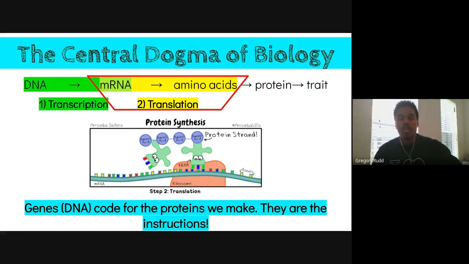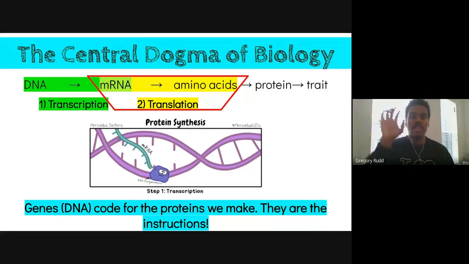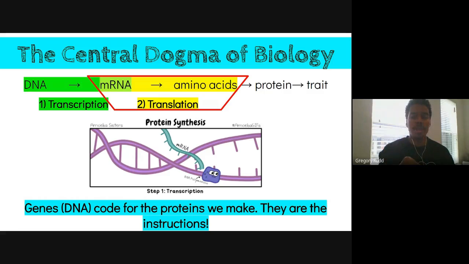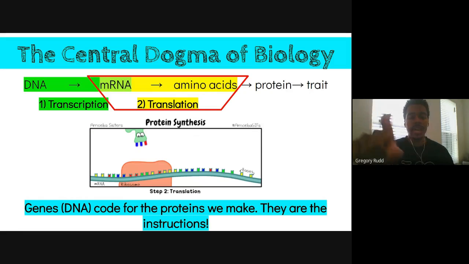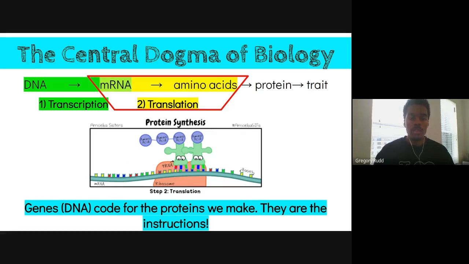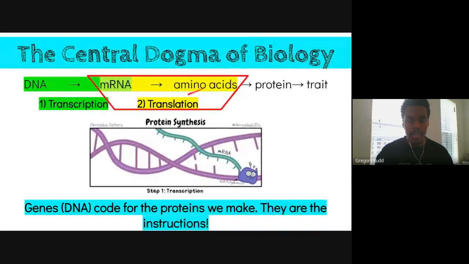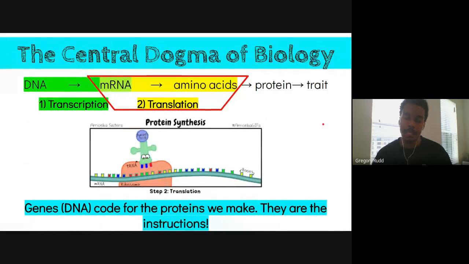So the central dogma of biology is a phrase we introduced yesterday, but it is so important because it describes the process by which we go from DNA all the way to proteins, and proteins determine an organism's traits. So yesterday we talked about the first part of this process, going from DNA to mRNA. Today we're going to talk about the second part, going from mRNA to amino acids, and this is a process called translation.